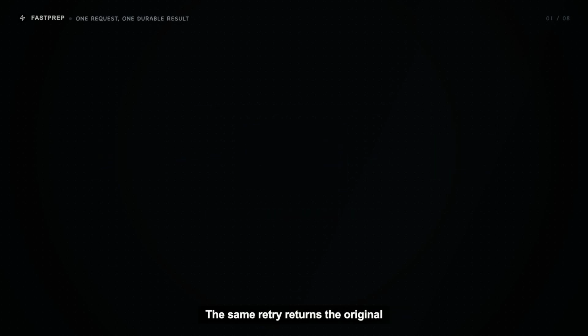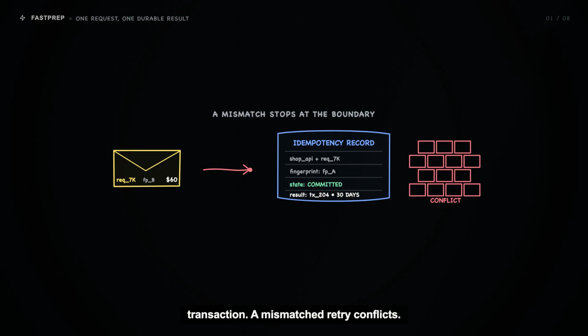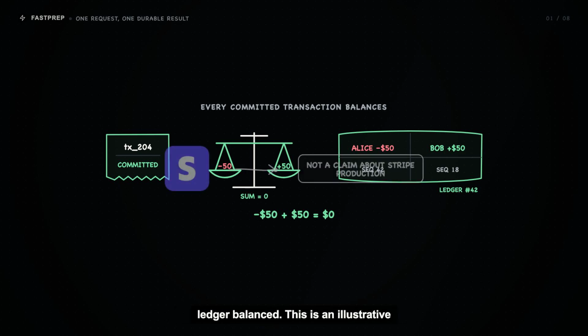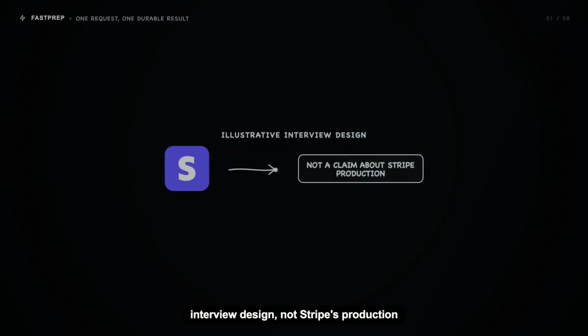The same retry returns the original transaction. A mismatched retry conflicts, and every committed transaction leaves the ledger balanced. This is an illustrative interview design, not Stripe's production architecture.